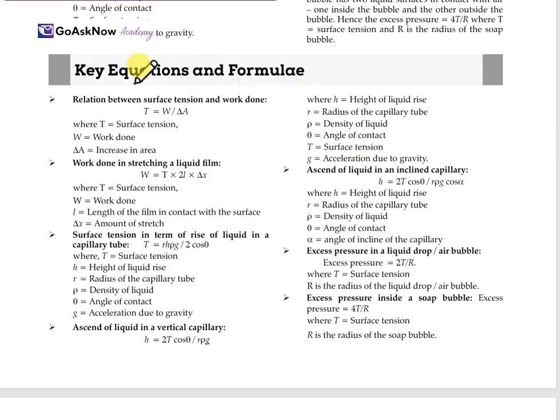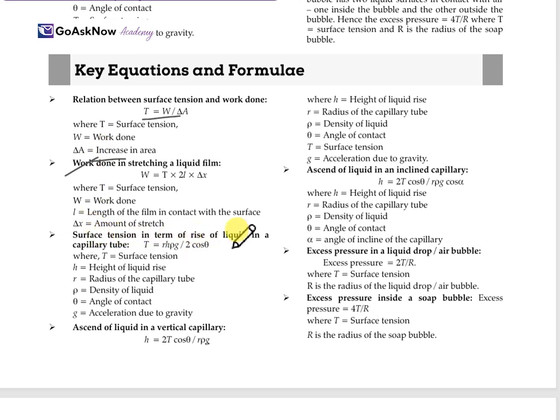Now the key formulas and equations. The relation between the surface tension and the work done: T equals W upon delta A, where T is the surface tension, W is the work done, and delta A is the increase in area. Work done in stretching a liquid film is W equals T into 2l into delta x. So these are some common formulas which we have to learn.